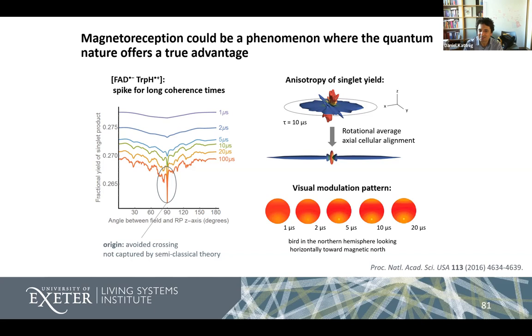They just fail. And the reason that they fail is that this effect is due to an avoided crossing when the magnetic field is in the plane of the flavin. In this sense, this spike could be considered a truly quantum feature of a cryptochrome.